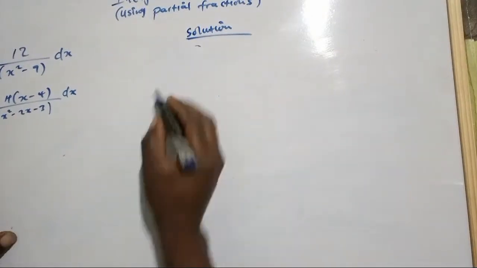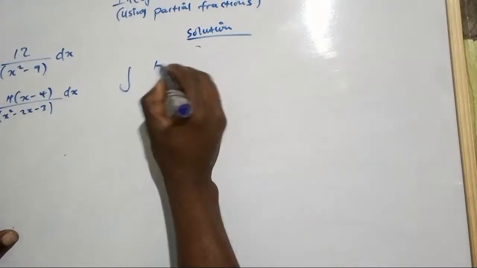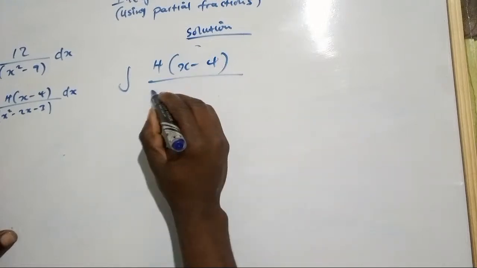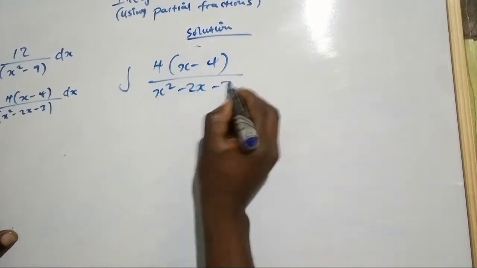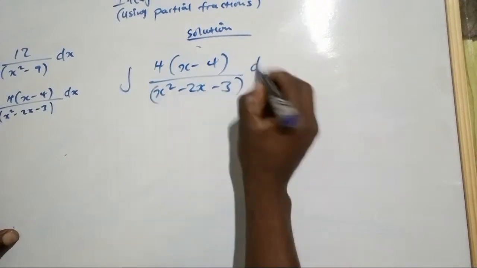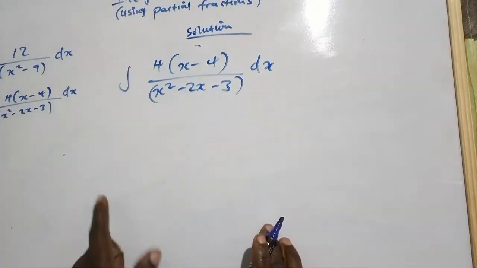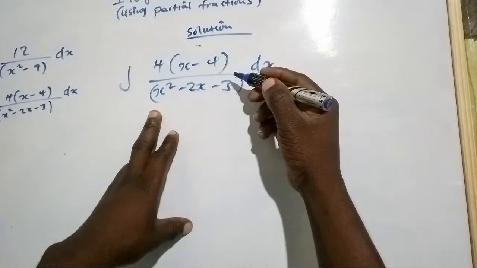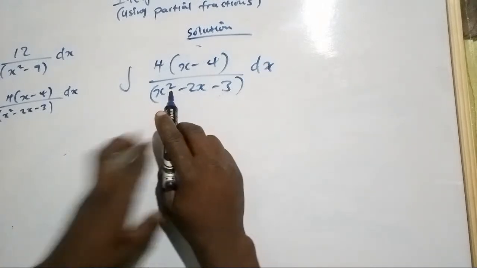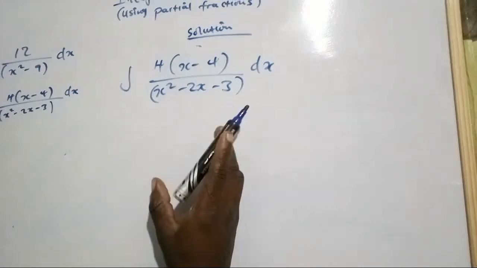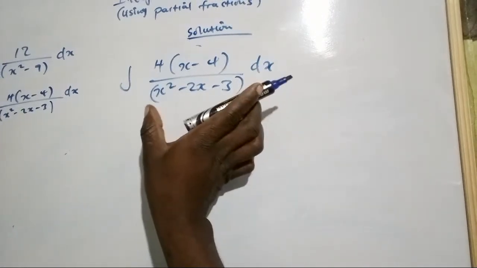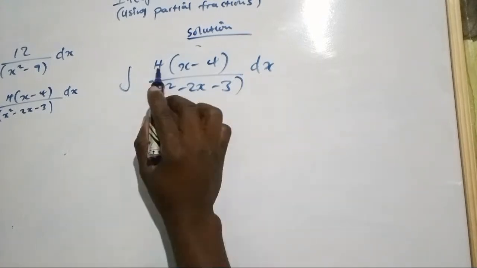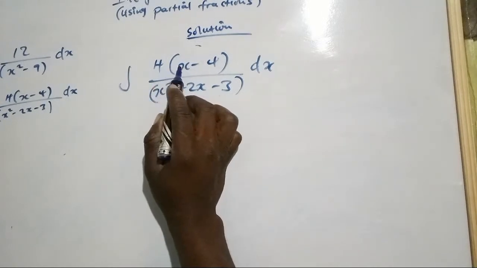Question 2, we have the integral of 4(x minus 4) over x squared minus 2x minus 3, dx. If you can see here, the numerator has the lowest degree, and the denominator has the highest degree. What you have to do is factorize the denominator. Let's expand what we have here.